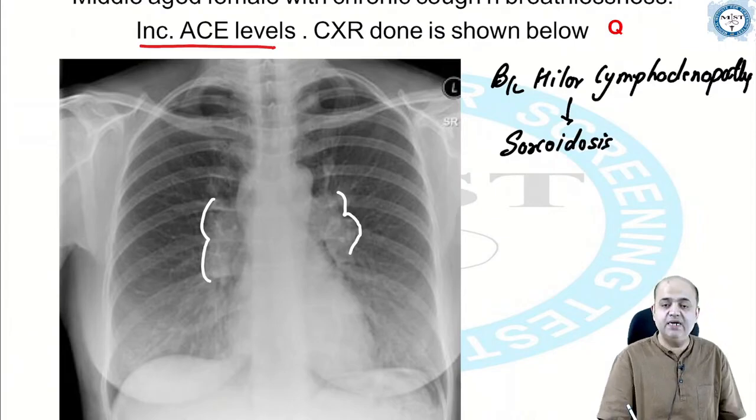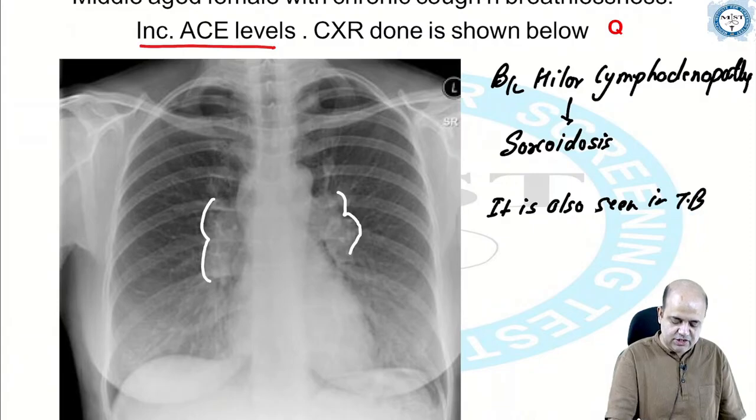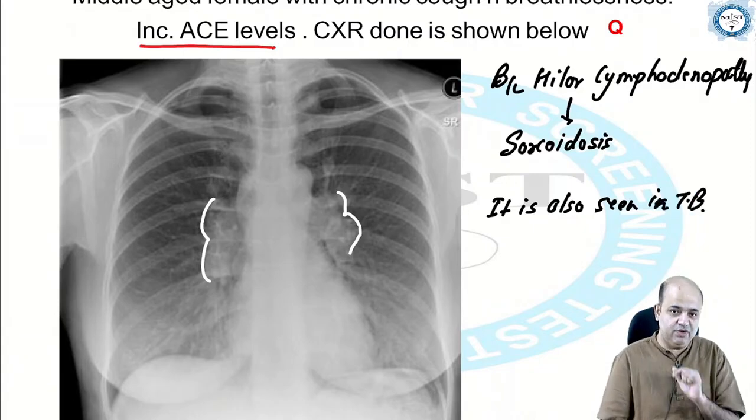Can we get bilateral hilar lymphadenopathy in tuberculosis? Yes, it is also seen in TB. But the history will be different.